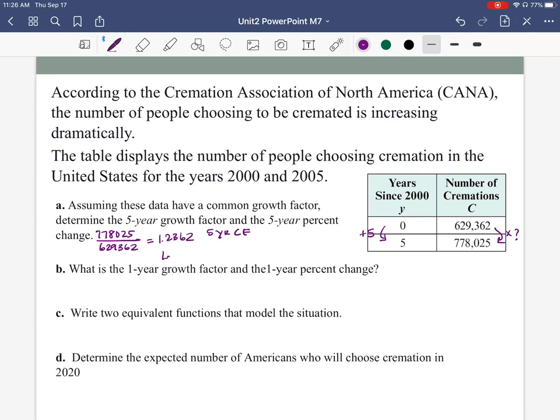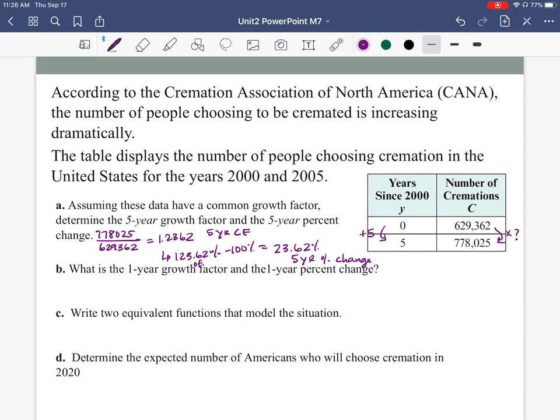So remember, we can always take that, and if we make it a percent, that means that in 5 years, it's 123.62% of the previous. So we subtract our 100% that it already was, and we're going to get 23.62% as our 5-year percent change. So in 5 years, the number of cremations is 23.62% more than it was 5 years previous.